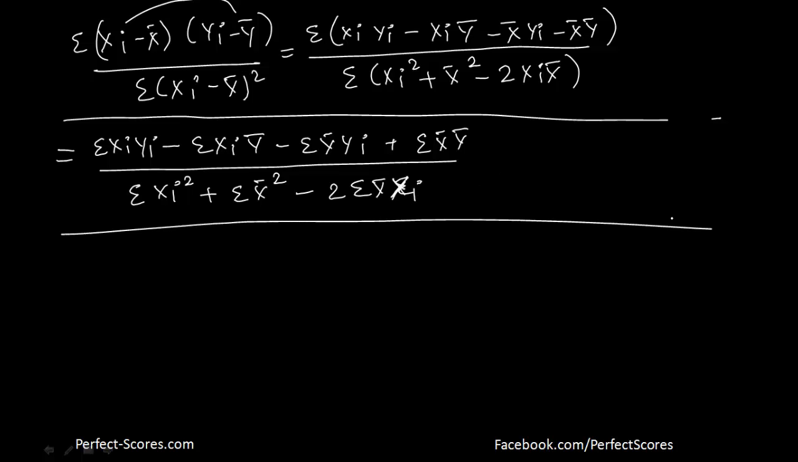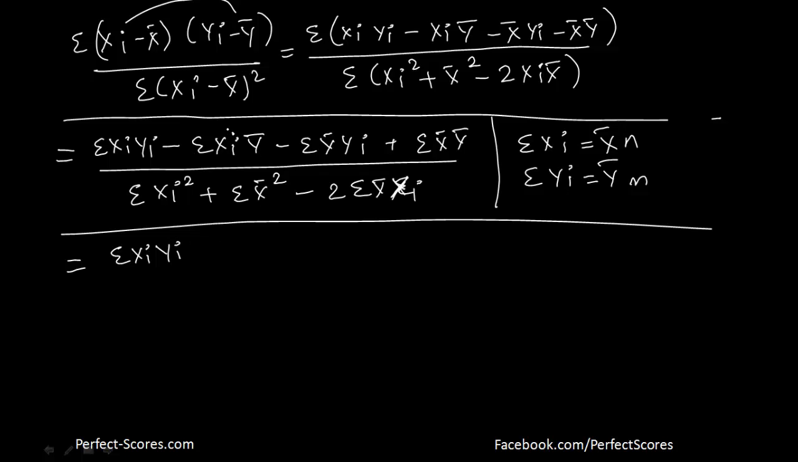Now, one thing you have to understand is that summation of xi is going to be x bar into the number of terms, and summation of yi is going to be y bar into the number of terms, right? So this is what you're going to have here. Now if I open this up again, summation of xi yi, I'm just going to keep it the way it is.